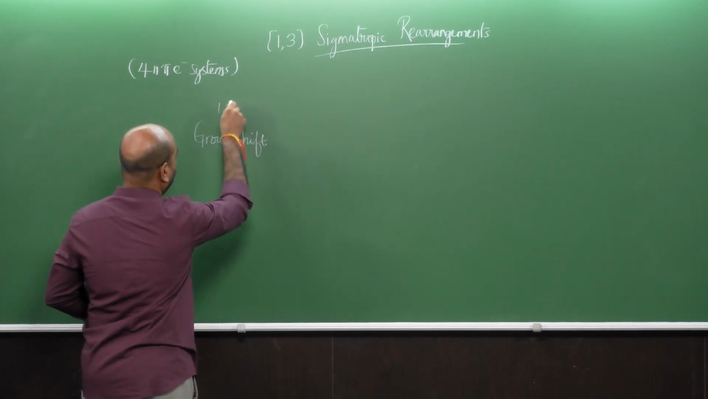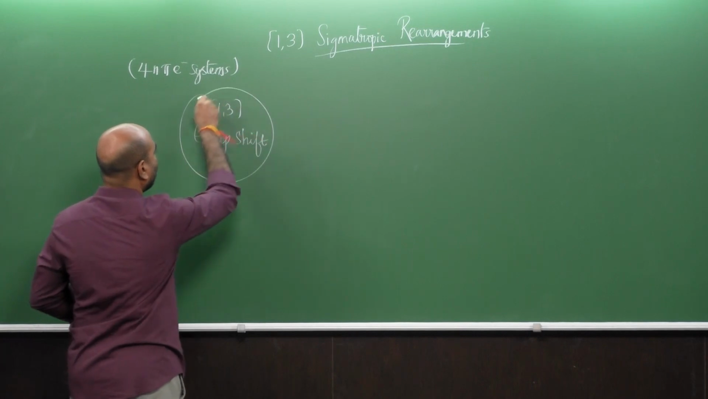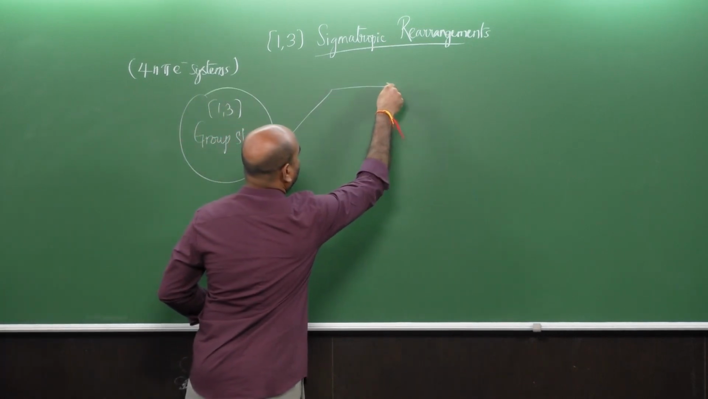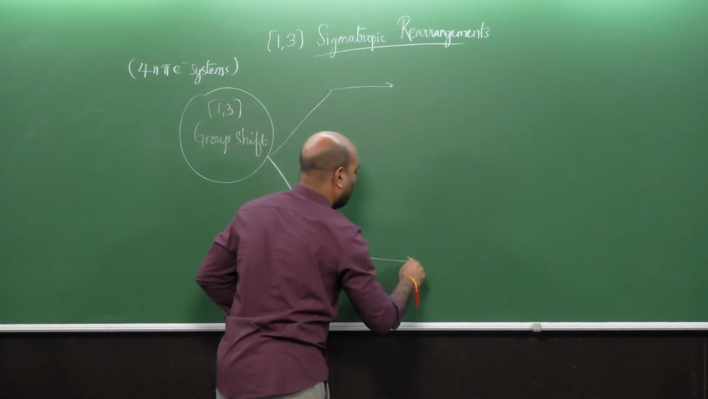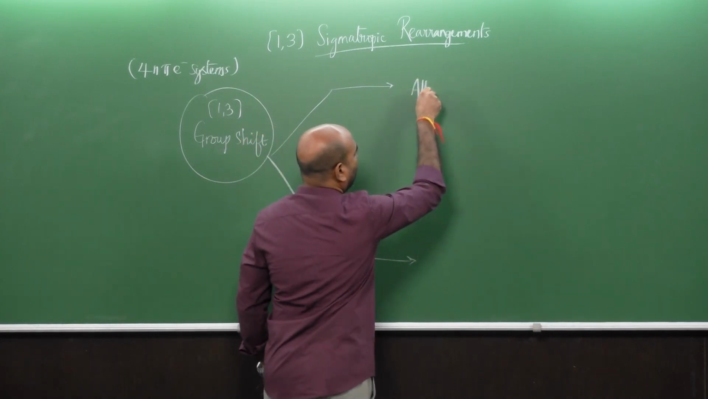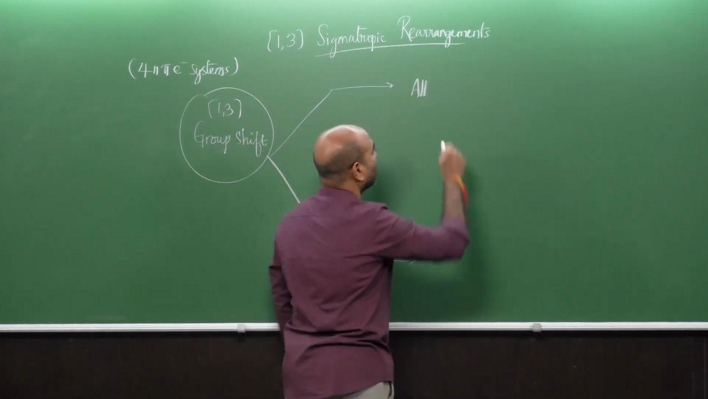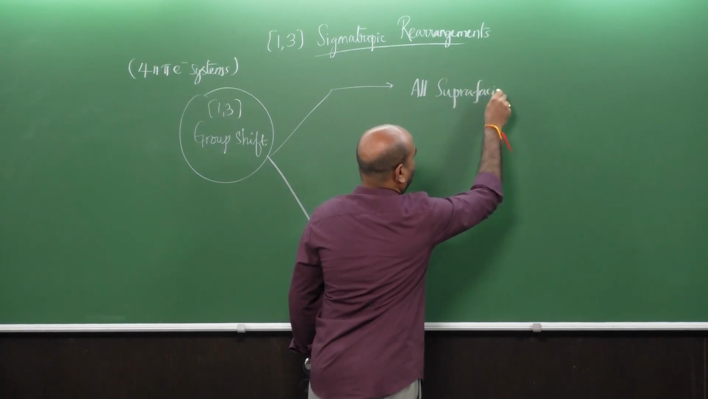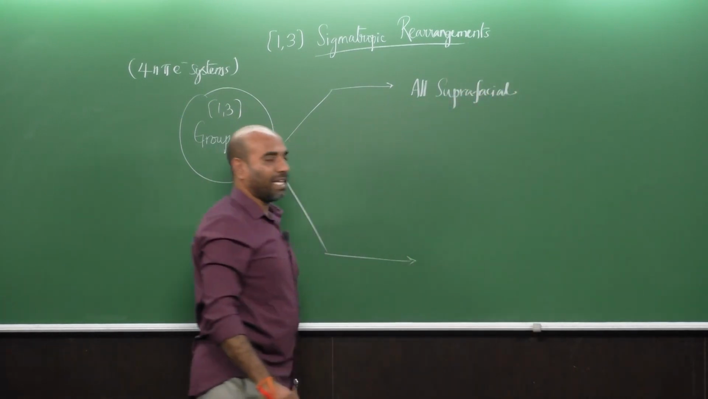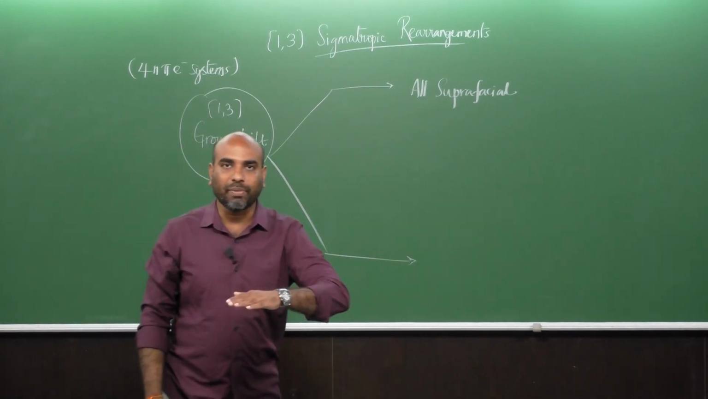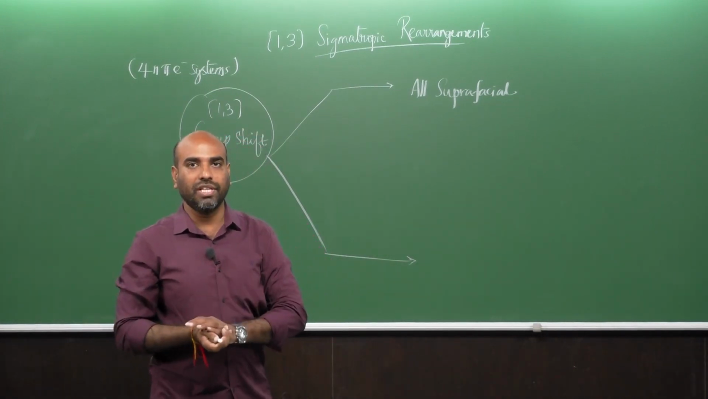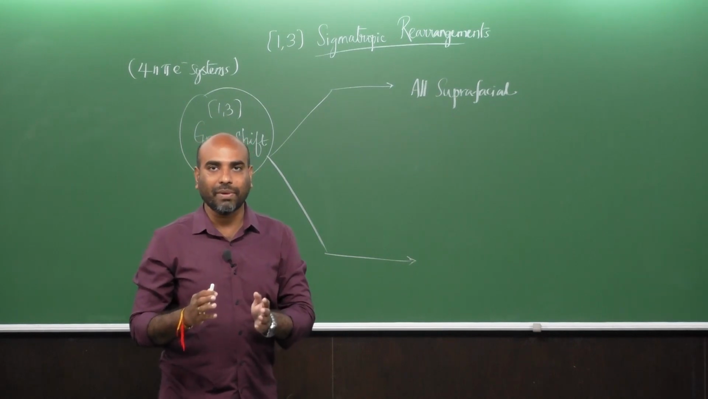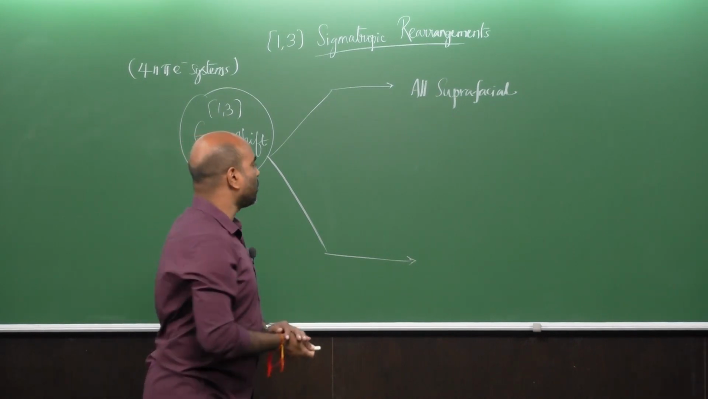So 1,3 group shift, right. So what are those possibilities? Means all suprafacial migration. That means with respect to the pi center, the reaction is suprafacial, as well as with respect to the carbon center also, the reaction is suprafacial.